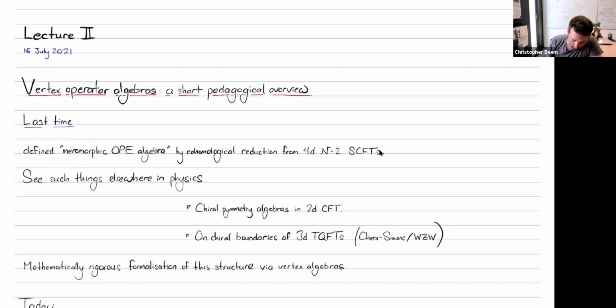Last time, at the end, I think I had basically managed to recount the extraction of some sort of meromorphic operator product algebra, starting out with 4-dimensional N=2 SCFTs in general. It was just based on representation theory and CFT generalities.